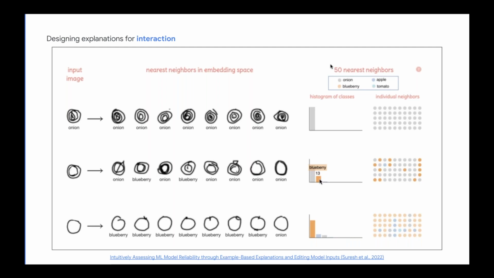And there's another really fantastic paper that I recommend where they created a system in which they use example-based explanations to display distributions of the nearest neighbors, as well as letting you edit the input to see what's different. In this example, here's a picture of an onion, and all the nearest neighbors look the same. But if you start erasing that middle circle, you start to see it interpreted as a blueberry. By doing this, you start to see in meaningful ways what your model is picking up on that makes it think it's an onion versus a blueberry in a picture.